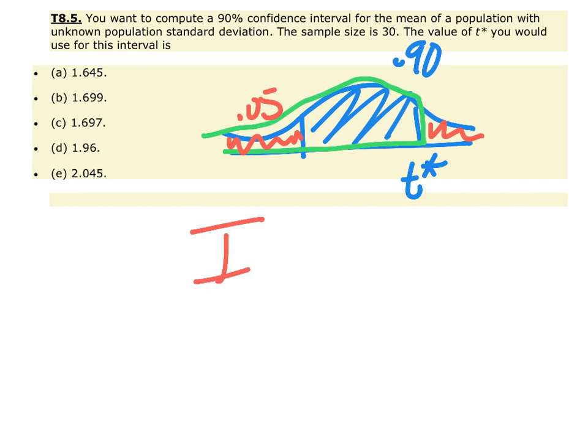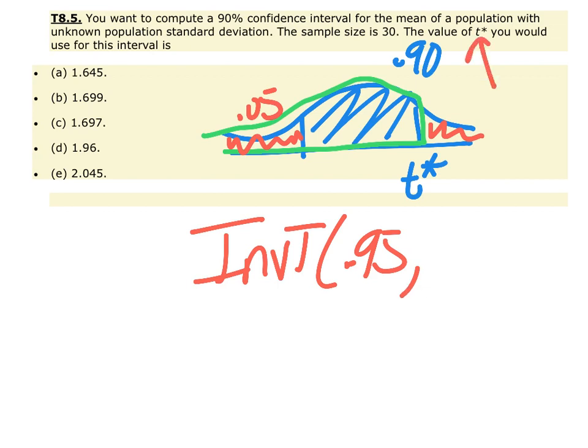So let's go ahead and do an inverse t. I want 0.95. Now, for t-critical values, or for the means, what we put in here is the degrees of freedom. Remember, degrees of freedom is sample size minus 1, so you put in 29. When you do that, you will get letter B.